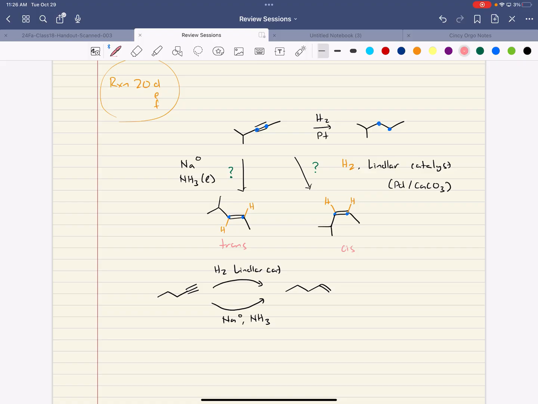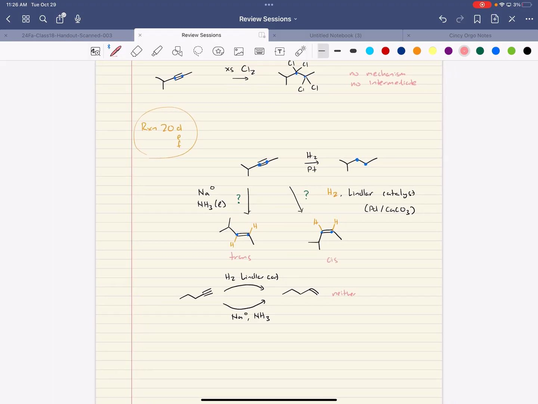Because this is neither cis nor trans, but in all cases, you have to make the alkene. It's not going to be no reaction. There is going to be a reaction, and it'll make the alkene.